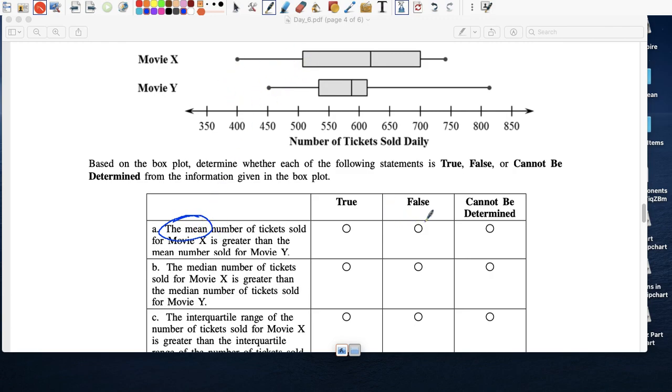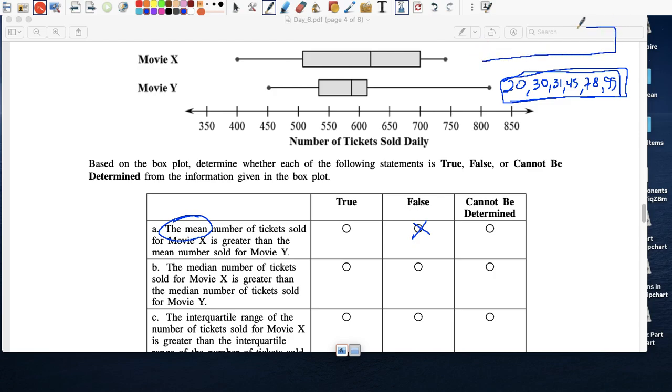So this would be false, because I don't know what numbers they used to create this box plot. Now, if I had the list of numbers, again, 20, 30, 31, 45, whatever numbers they used, I could add them up and find the average. I could look at the other numbers used up here, add them up, find the average, and compare. But because I don't have them, A can't be done.